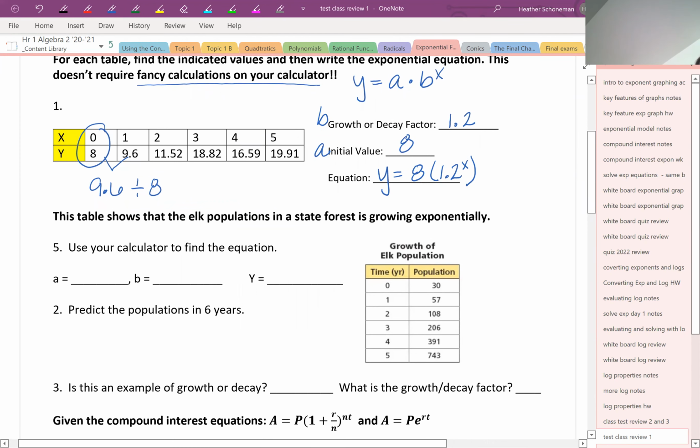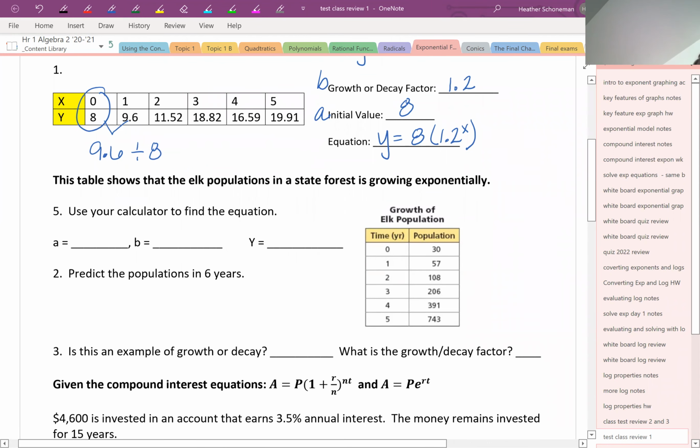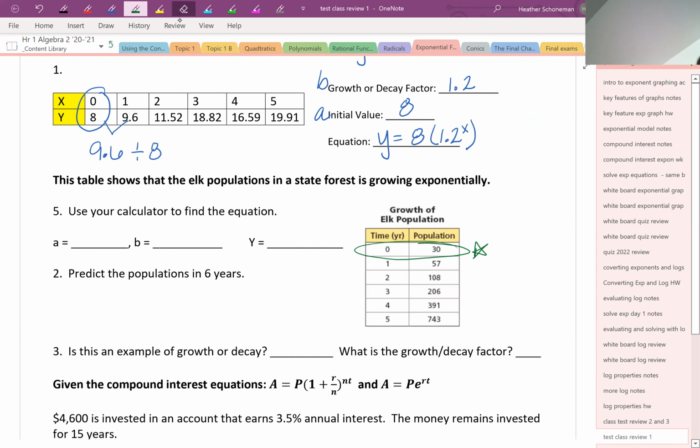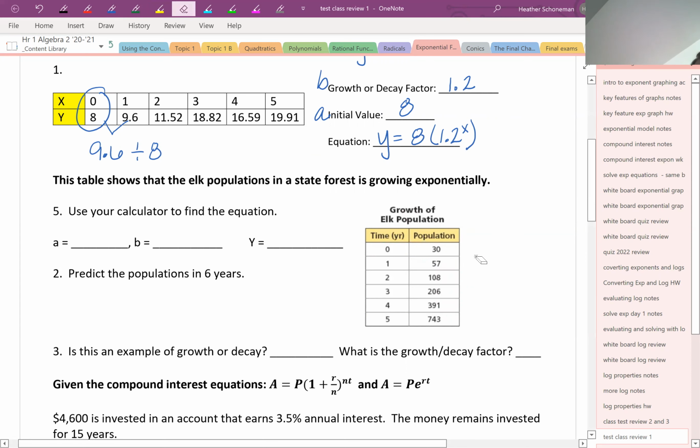Okay, now we're dealing with a real life application and we have a table. Now on number 1, we didn't have to use our calculator because we had the initial value. We do have the initial value here on this problem, so technically we could do it without a calculator, but the one on the test does not have the initial value at time 0, so you're going to have no choice but to put it into the calculator. So I want to practice the calculator portion of this because that's really important. Okay, so let's go to the calculator.